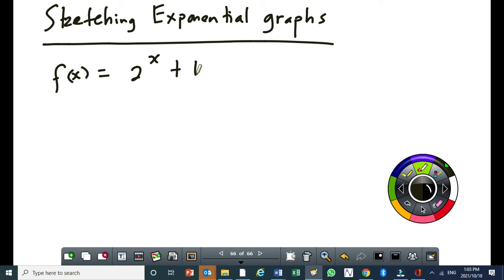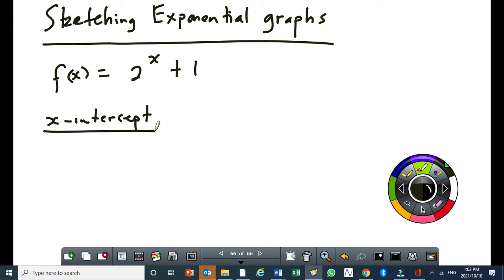If I want to sketch this, the first thing I need to know is the x-intercept. As you can see, the value of A is 1, it's positive. The value of B is 2. P is 0, which means there's no horizontal shift. Q is equal to 1. Since the value of A from the general equation is positive, and the value of B is greater than 1, it's going to be an increasing function. The asymptote is going to be below the cap.